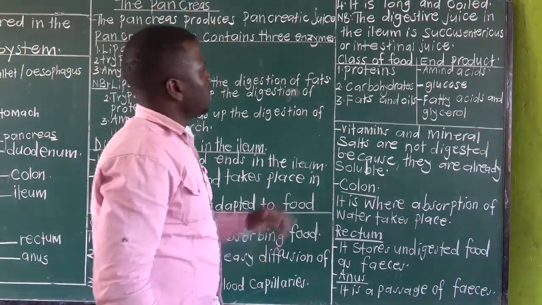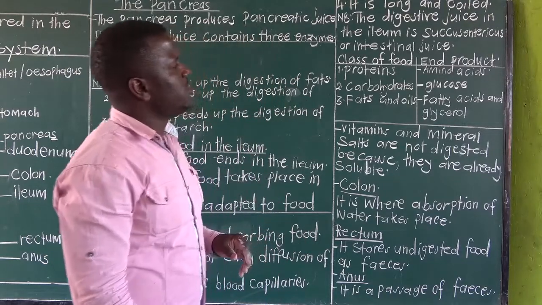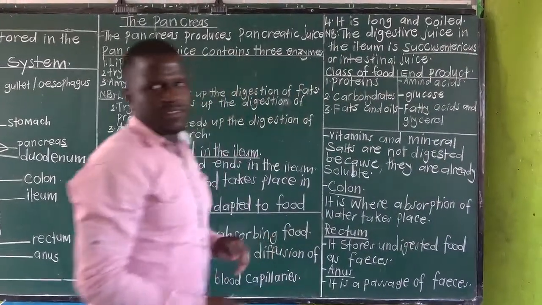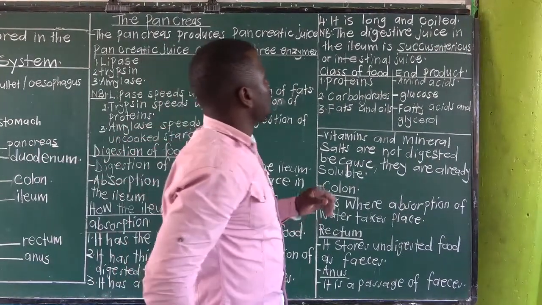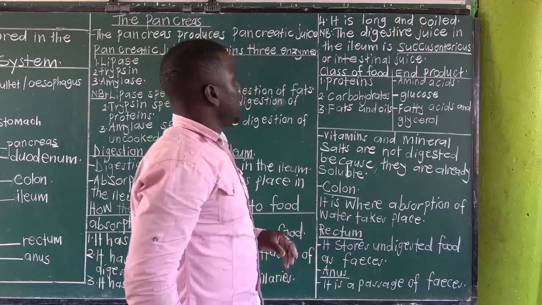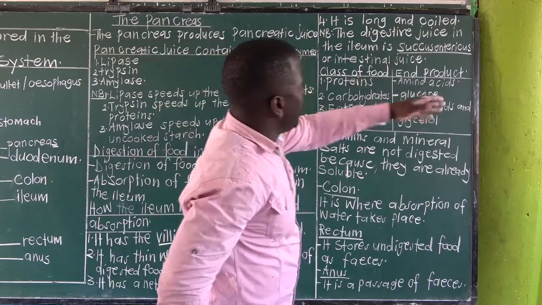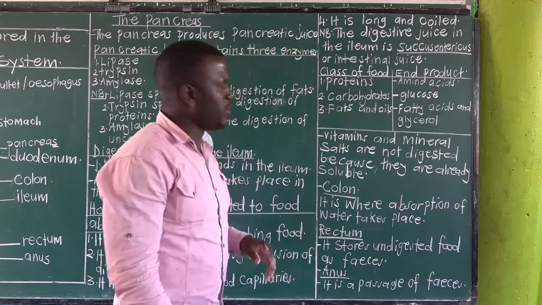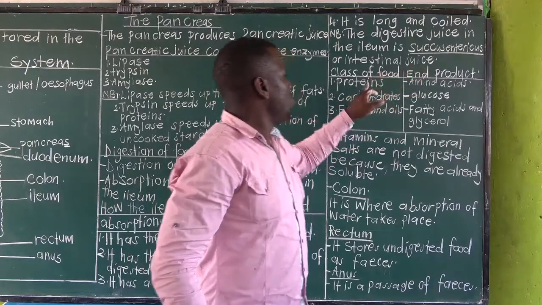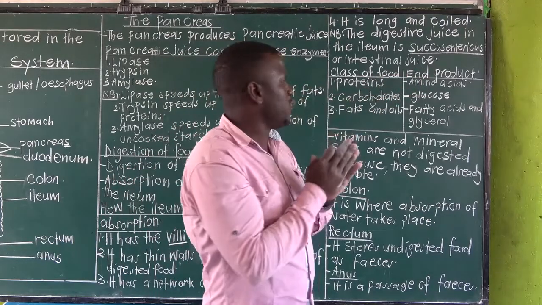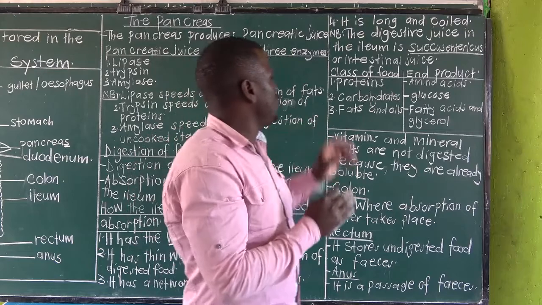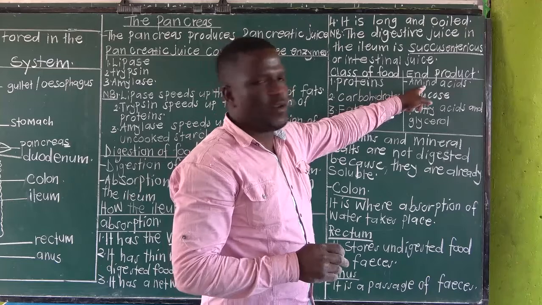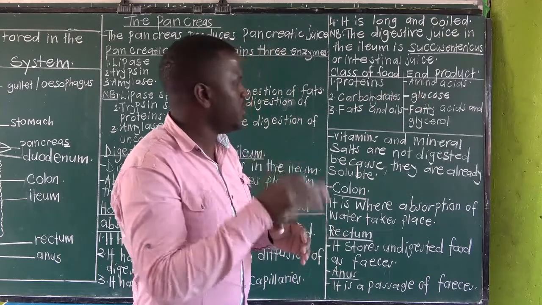NB, something to note: the digestive juice in the ileum is called succus entericus, or intestinal juice. Then we have classes of food and their end products. Proteins: the end product of protein is amino acid. When you eat food rich in protein, after digestion, that end product is called amino acid. This amino acid is the one absorbed into the bloodstream.